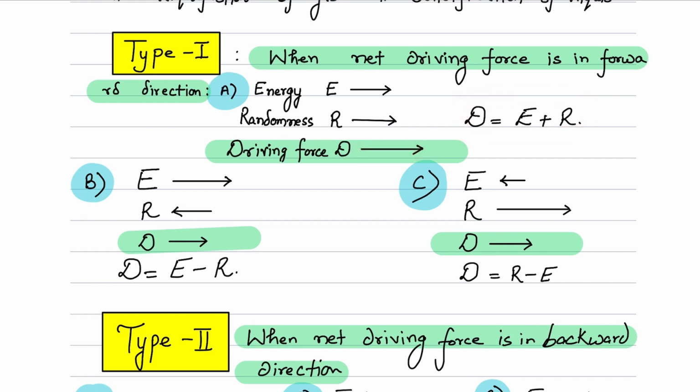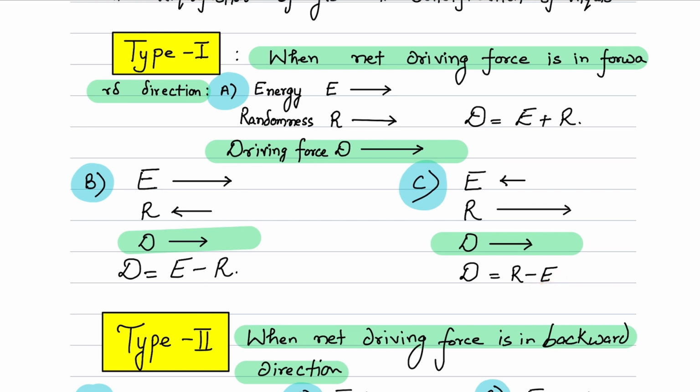We consider the driving force to be in the forward direction. Now there can be case B also, in which energy is in forward direction but randomness is in backward, but it is having less magnitude, so overall driving force is in forward direction. The third case can be energy is in backward direction but randomness is in forward direction, having more magnitude, so the net driving force is in forward direction.